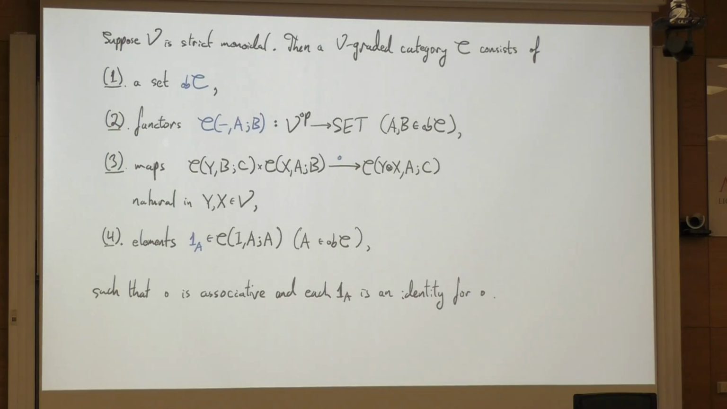We can also do this when V is not assumed strict monoidal, but just an arbitrary monoidal category. And then all we have to change is that the associativity becomes non-strict, and the statement that 1 sub A is an identity also becomes non-strict. So with those modifications we can describe V-graded categories in this form also for arbitrary V. But it's super convenient at times to work with strict monoidal categories.